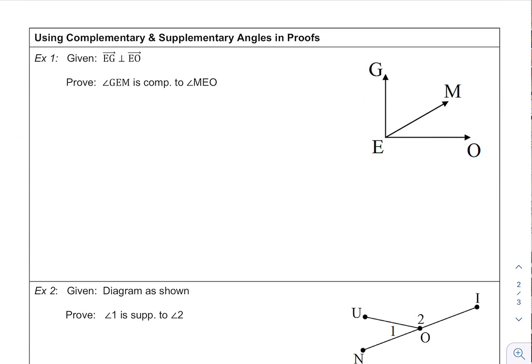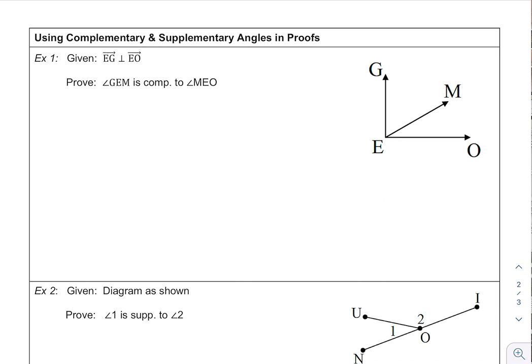So first thing, as a reminder, please mark your diagram as we look through these, and then we're going to figure out our logic steps as we go. So for example 1, given ray EG is perpendicular to ray EO. All right, so I have perpendicular segments. Until we make some other conclusions, there's nothing else that we can write yet. Prove angle GEM is complementary to MEO.